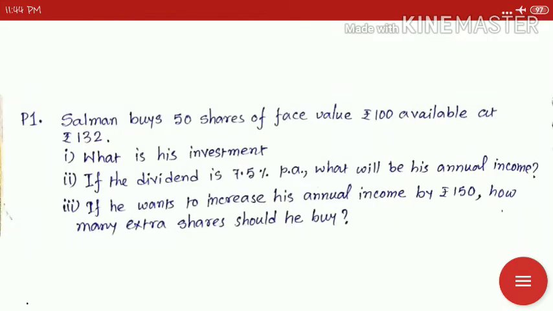Salman buys 50 shares of face value rupees 100 available at rupees 132. We have to find out his investment, and then if he gets a dividend of 7.5% per annum, what will be his annual income, and if he wants to increase his annual income by rupees 150, how many extra shares should he buy? First you can pause this video and solve it by yourself, and when you are done, come to my solution to check whether you have done it correctly or wrong. So here is my solution.